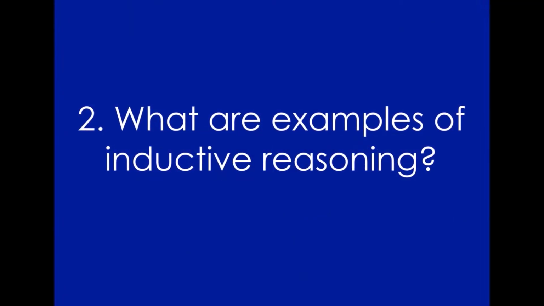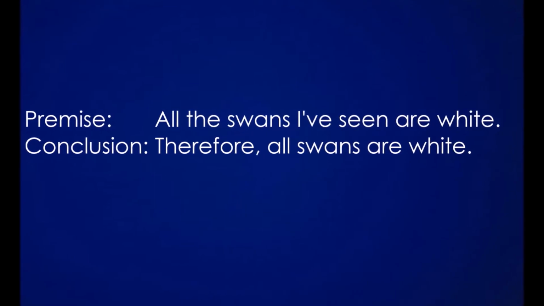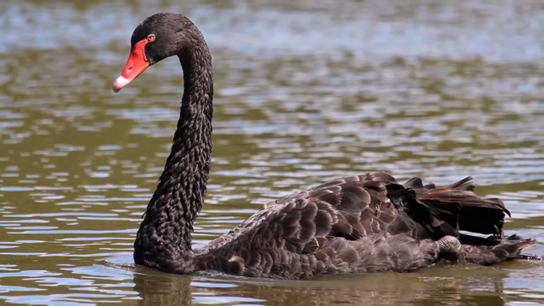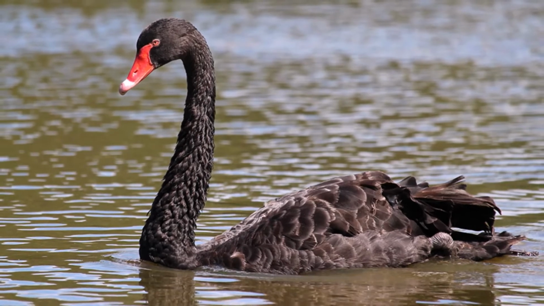We need more examples, right? So, 2. What are examples of inductive reasoning? Here is a basic form of inductive reasoning with a premise based on concrete data and a generalized conclusion. My premise is, all the swans I've seen are white, so my conclusion is, therefore, all swans are white. In this example, the conclusion is actually wrong. There are also black swans.